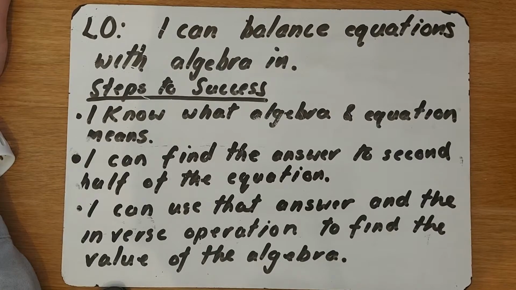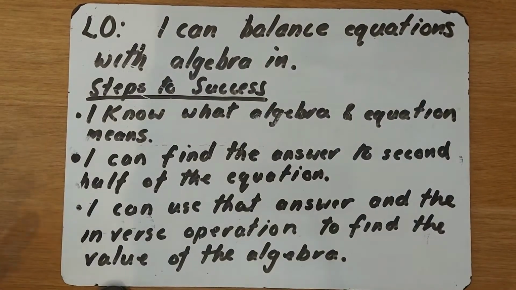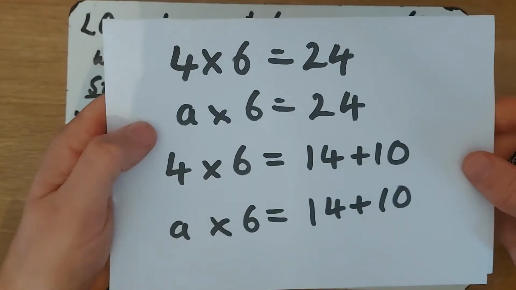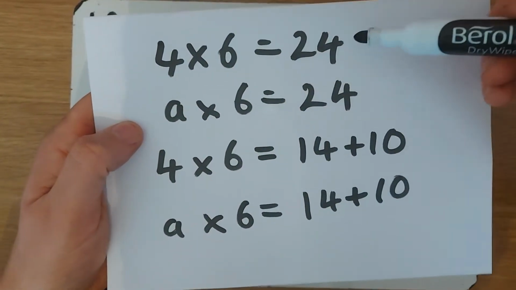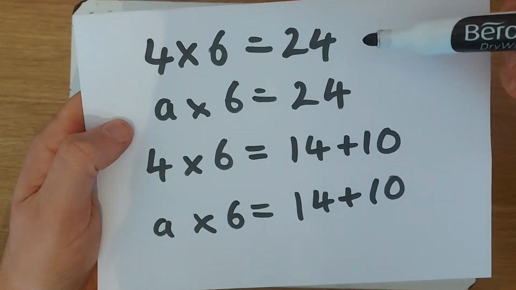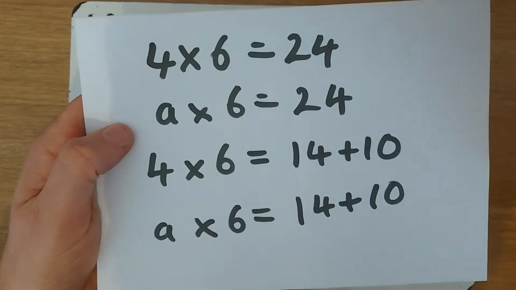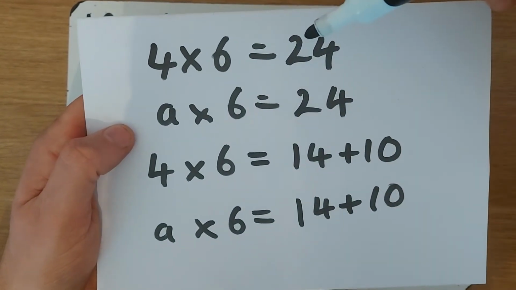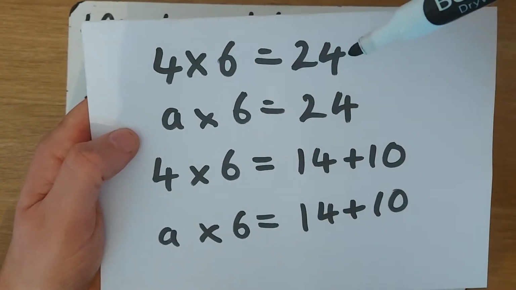I know what algebra and equation means, okay? I'm going to bring this in now because, again, hopefully you've done the trickier one before this, but let's just re-talk about this. So here, look, in fact, this will help you understand. This is just a number sentence, or you might call it a sum, okay? And this is also an equation because both sides are balanced, and that is all an equation is. It's where there's an answer to the number sentence. So 4 times 6 equals 24.